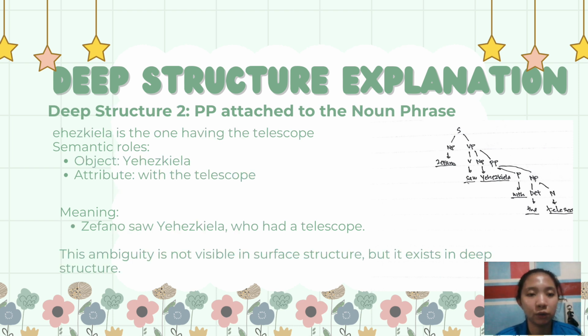Deep structure 2. PP attached to the noun phrase. Zehiclia is the one having the telescope. The semantic roles are object as Zehiclia, and attribute as with the telescope. The meaning is Stefano saw Zehiclia who had a telescope. This ambiguity is not visible in surface structure, but it exists in the deep structure.